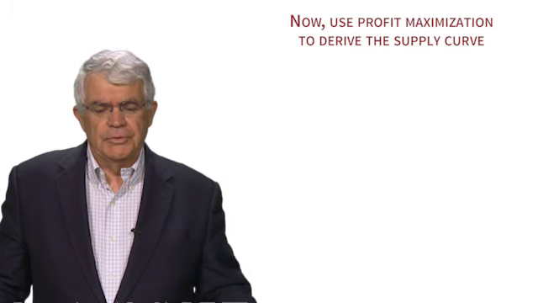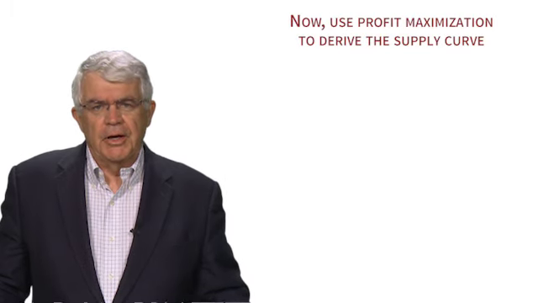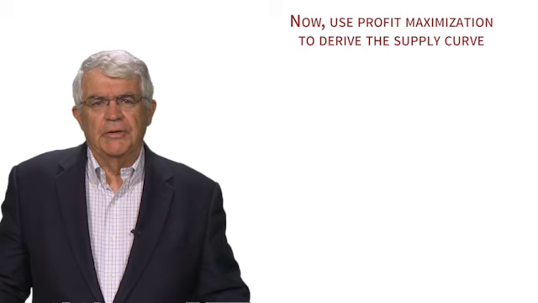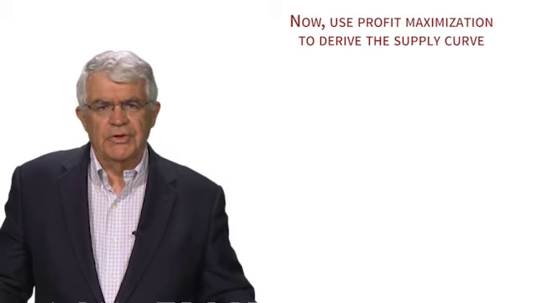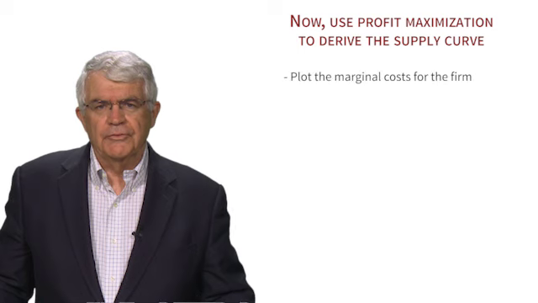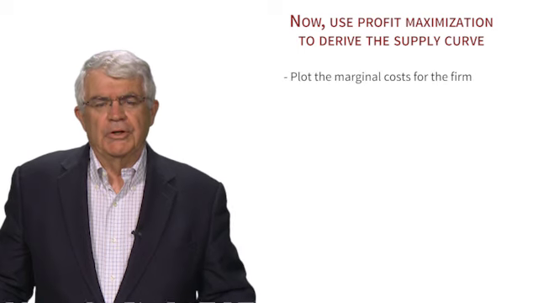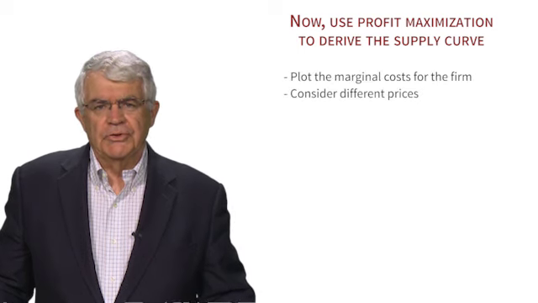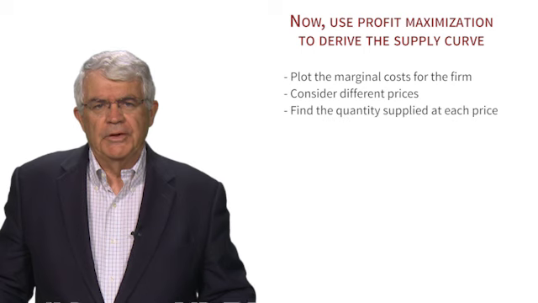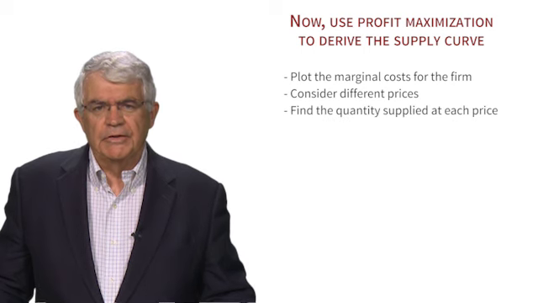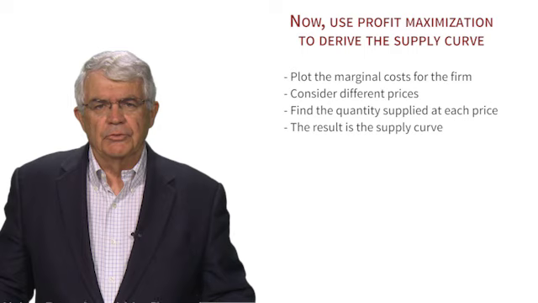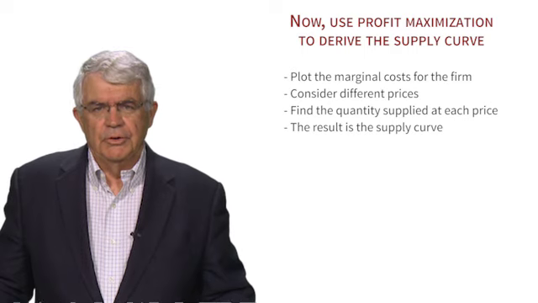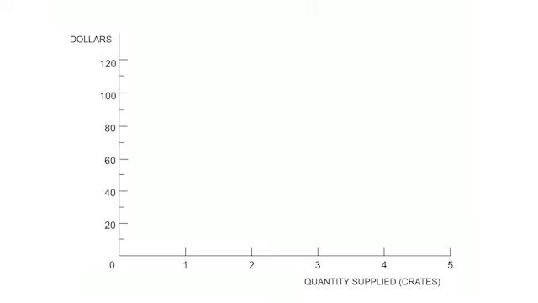Now, given all this put together, let's use our profit maximization idea to derive the supply curve. To do this, we're going to go through a series of steps. First, we're going to plot the marginal cost for the firm. Then we're going to imagine the firm considers different prices. Then we're going to find the quantity supplied at each price. And after all that, the result you'll see will be the supply curve. So let's look at a graph that illustrates this.